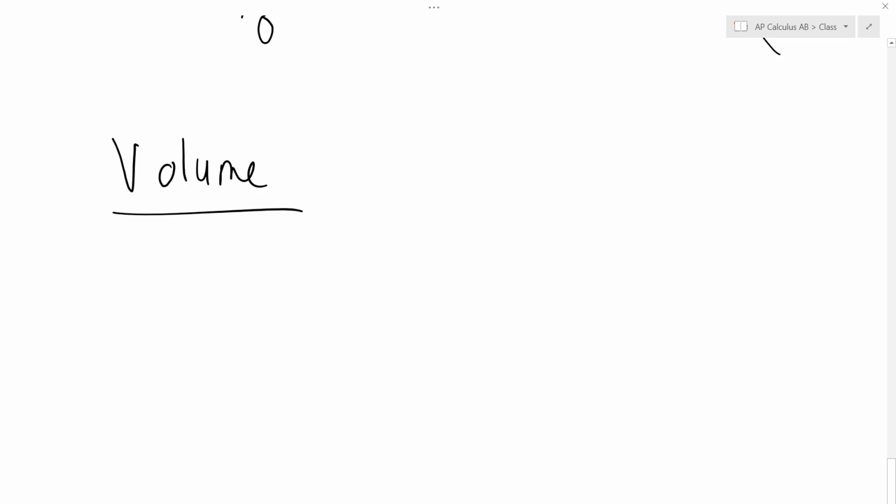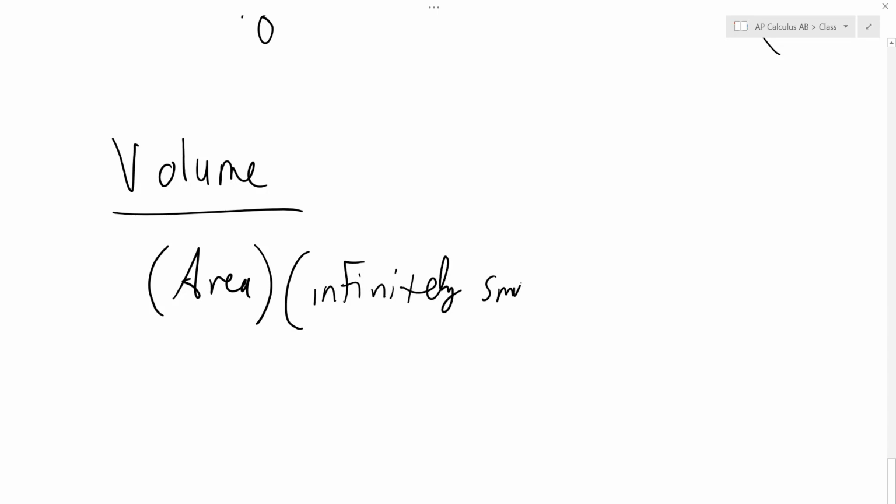So volume is going to be an area equation, depending on the shape of the cross-section, times an infinitely small, what did I call it before? Like a width, we'll say, I guess. That's going to be the volume of one of our little shapes. Okay? We want to add them all together, so we are going to integrate.